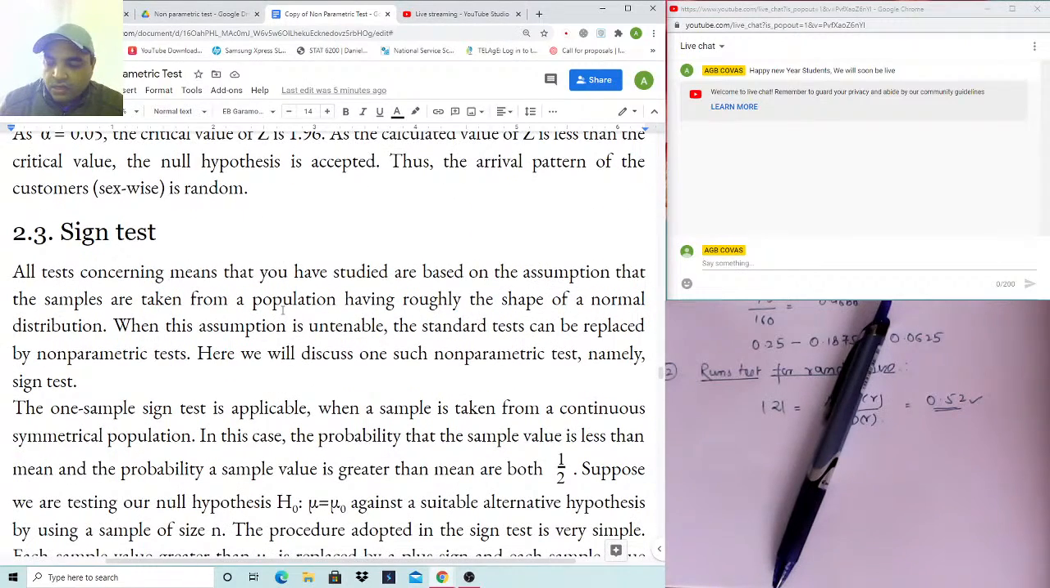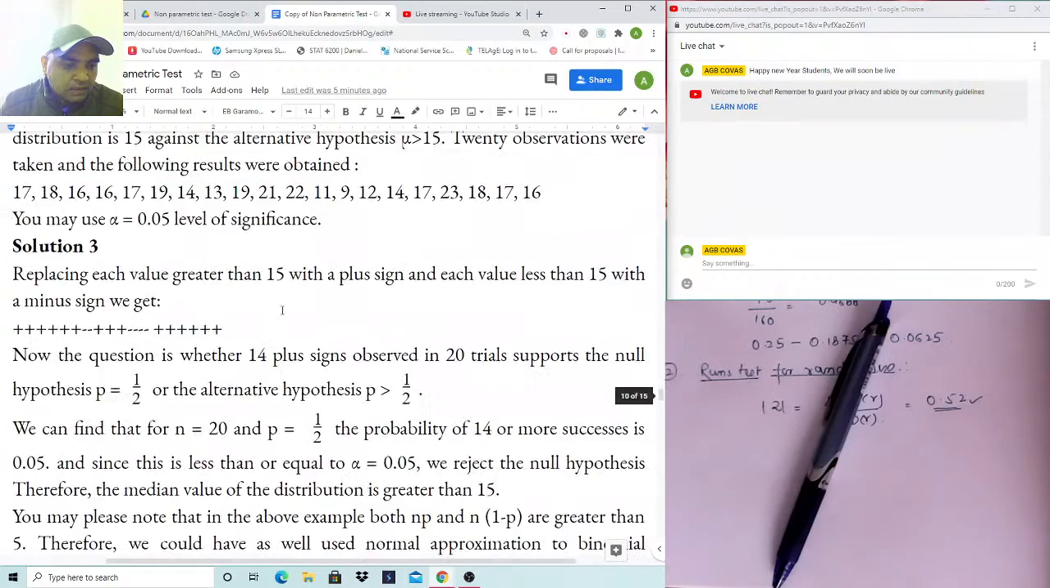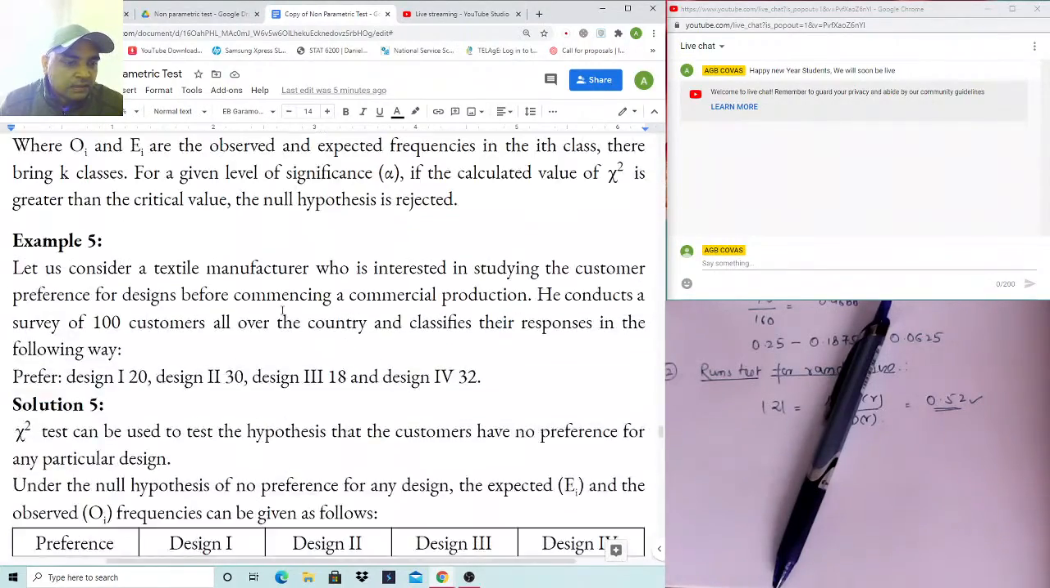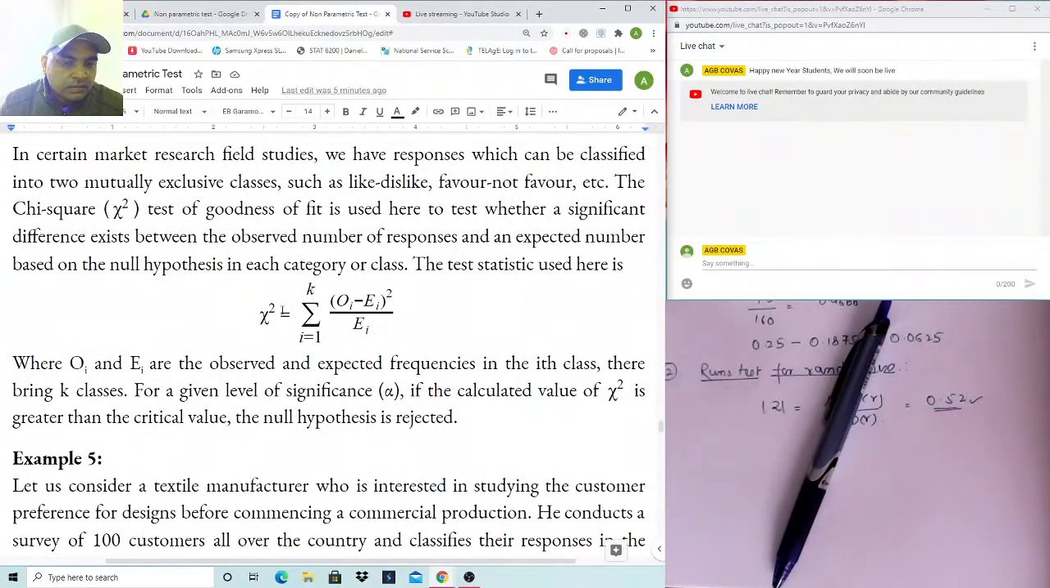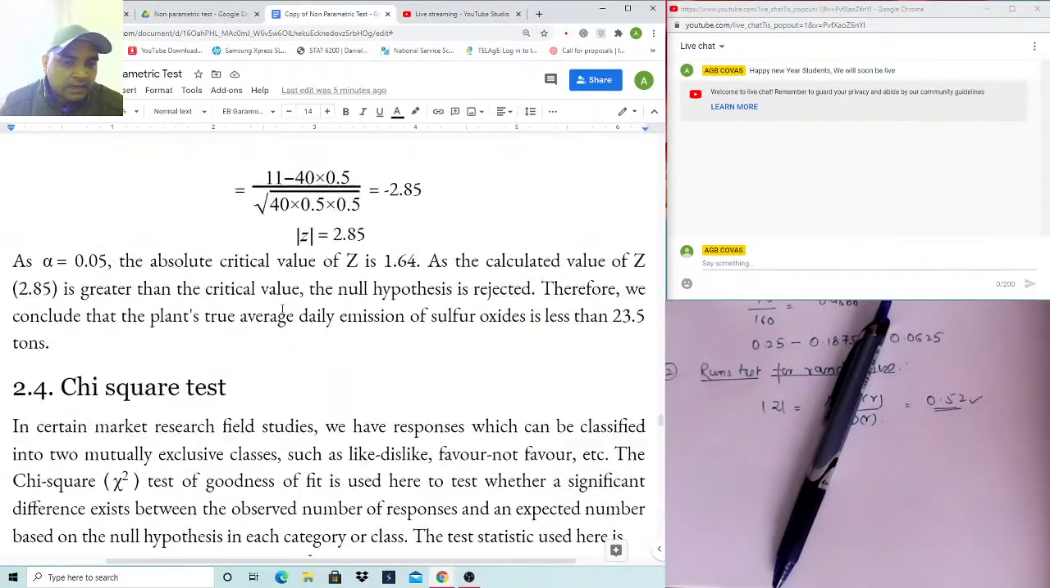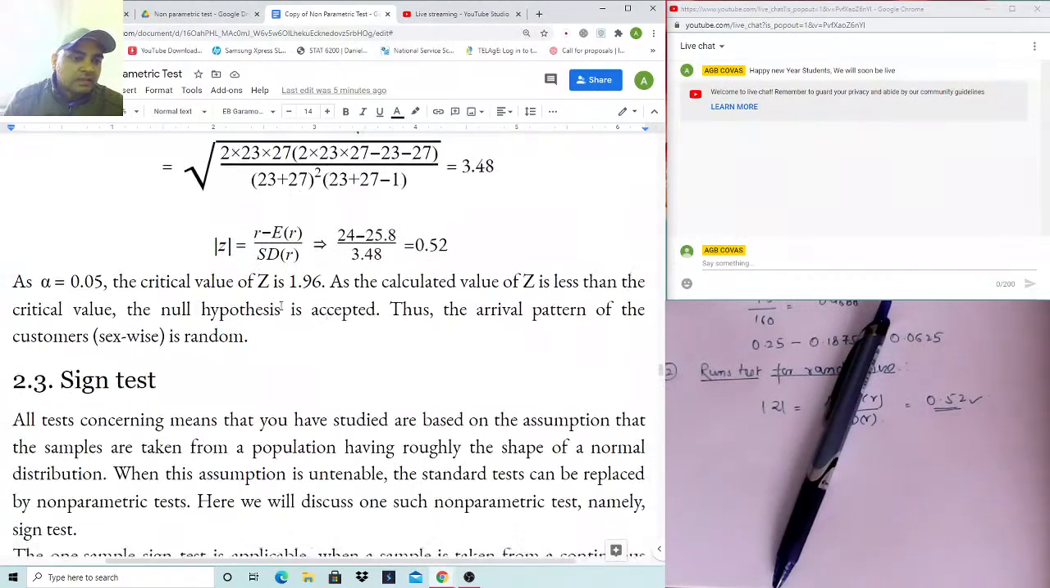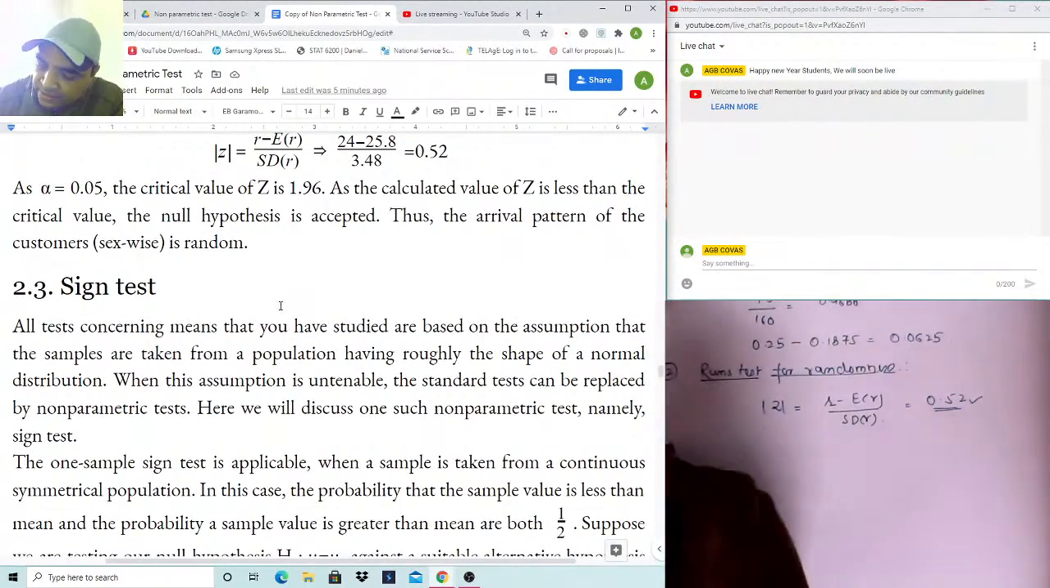Now comes another test, I think the second last test. And this test is known as the sign test in one sample tests.